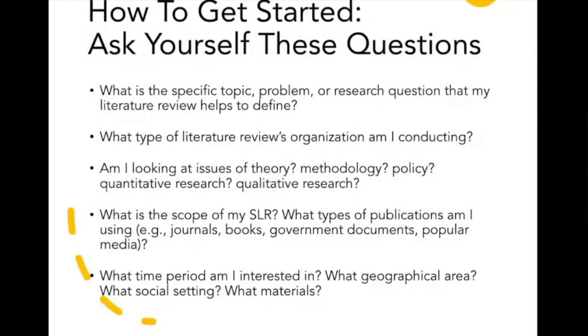Okay. What is the scope of your SLR? What type of publication are you referring to? Journal, books, primary, secondary? Okay. The assignment that I assigned to you, your scope is within only primary literature, right? If you look at the description, okay?